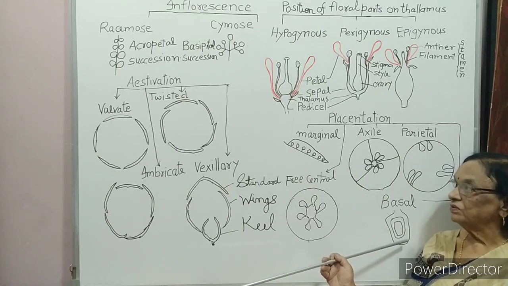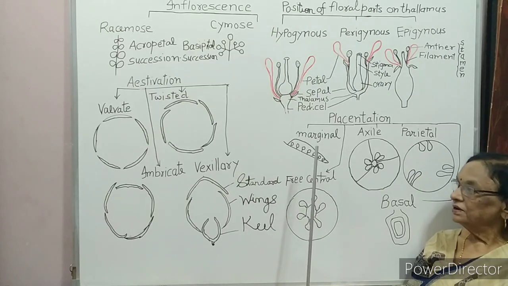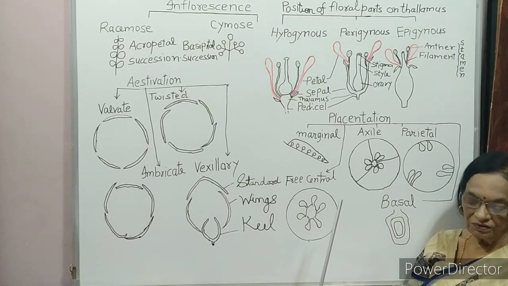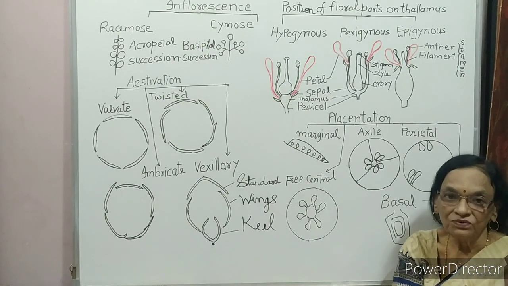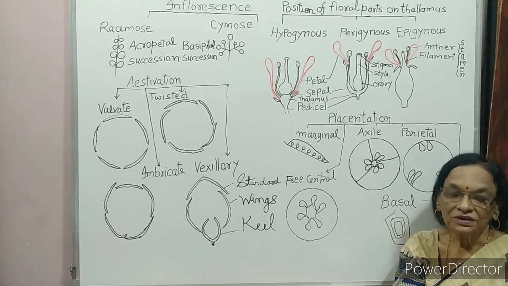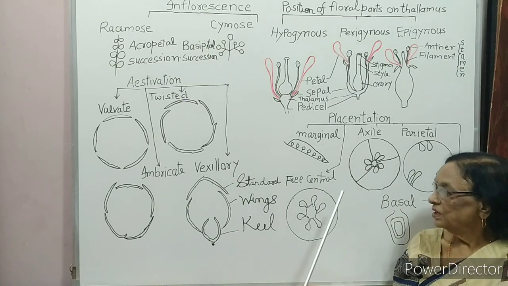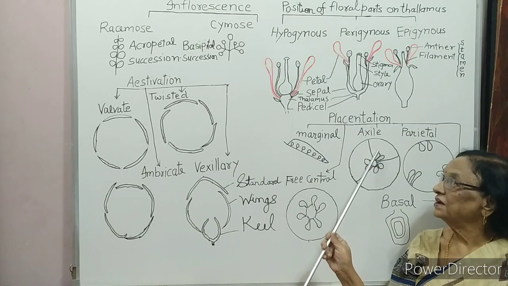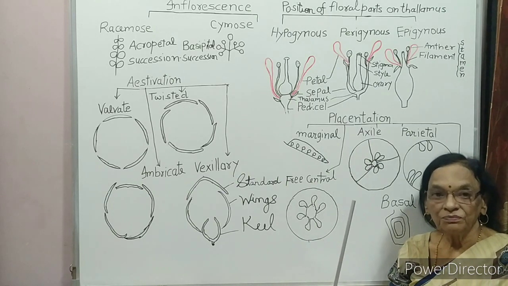So this is about the flower and the different parts of a flower. Next time you will study about the fruit and the seed. What is important here? Learn the examples of the plants, examples of free central, marginal, axile, all this. So learn the examples properly.